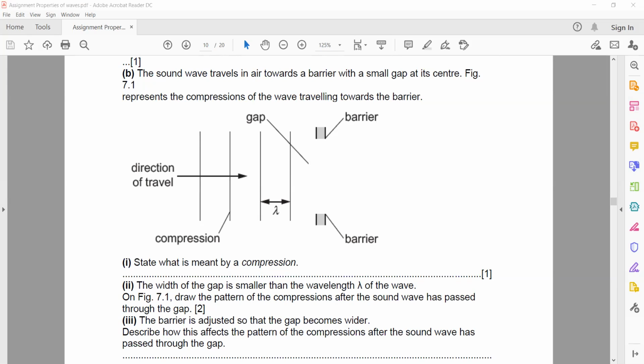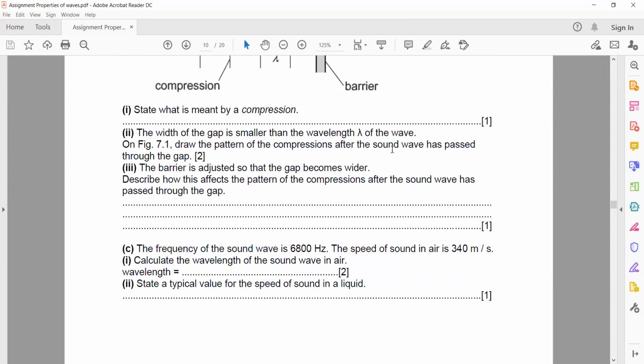Or less spreading out. Because spreading of the wave around the obstacle or near the edges is called diffraction. So the answer is, because the gap size is larger than the wavelength, so we have less diffraction, or less spreading.